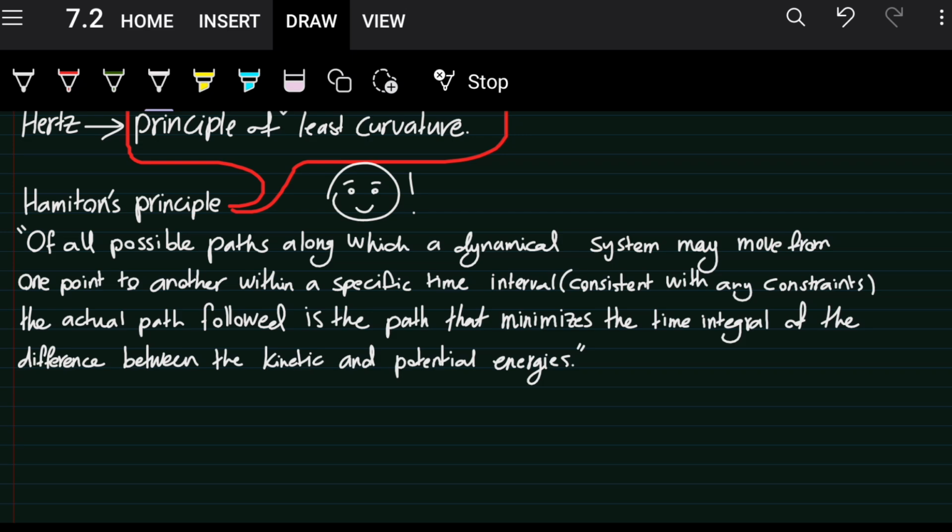Hamilton's principle may be stated as: of all possible paths along which a dynamical system may move from one point to another within a specific time interval, consistent with any constraints, the actual path followed is the path which minimizes the time integral of the difference between the kinetic and potential energies.